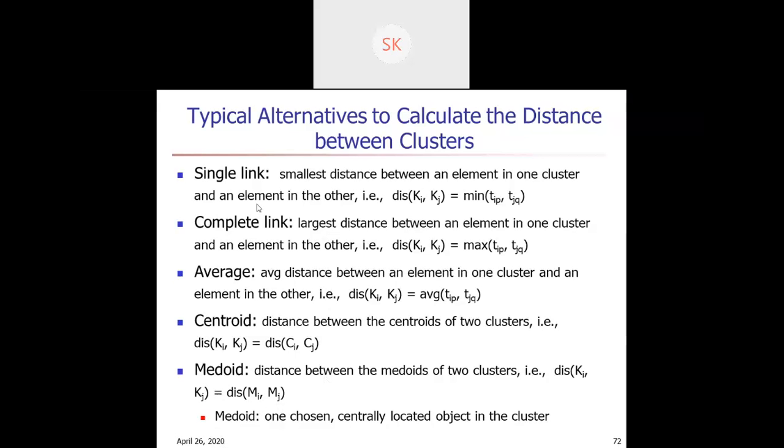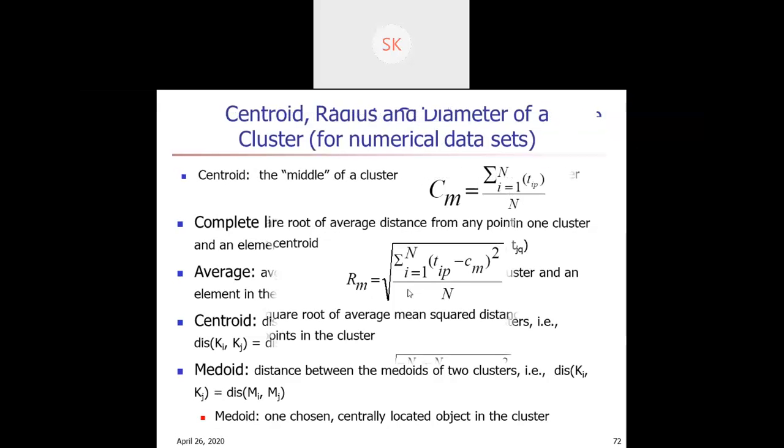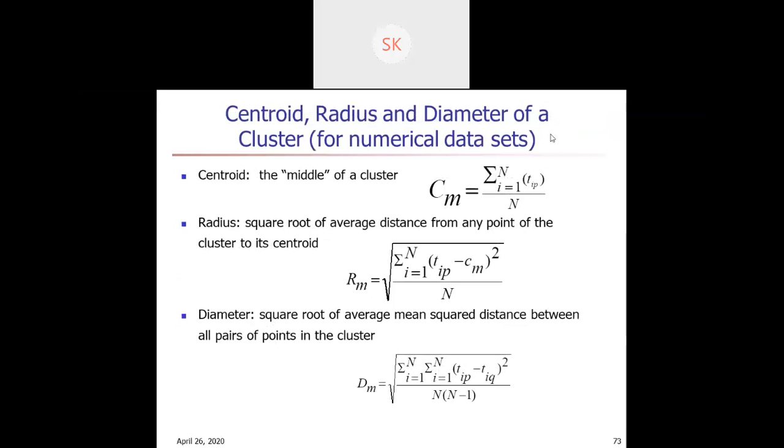So these are the various ways to compute the distance between the clusters. Now, centroid, radius, and diameter for a cluster for numerical data set. These are the computation formulas for computation of centroid, radius, and diameter with respect to a cluster.